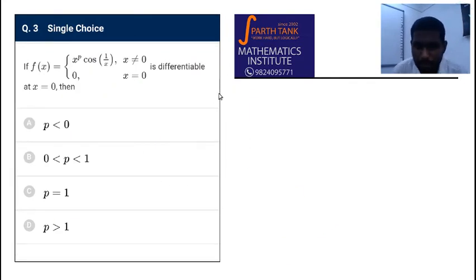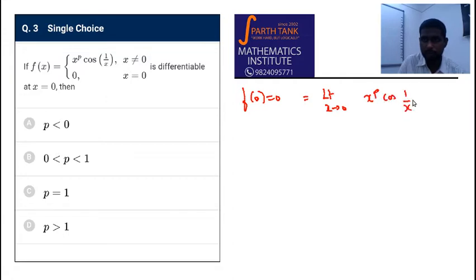A little bit tricky, but not very difficult. F of x is given by x raised to p cos of 1 by x when x is not equal to 0, and 0 when x is equal to 0. So they have given that f of 0 is 0. And this should be equal to limit x tends to 0 of x raised to p cos of 1 by x, right? Now if this is supposed to be 0, remember cos of infinity, when you put x as 0 here, this is going to be cos of infinity. And cos is only going to be between 0 and 1. It is not going to become infinite at all. So this is a finite number between 0 and 1.